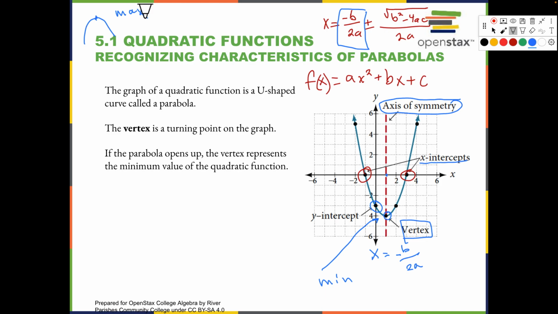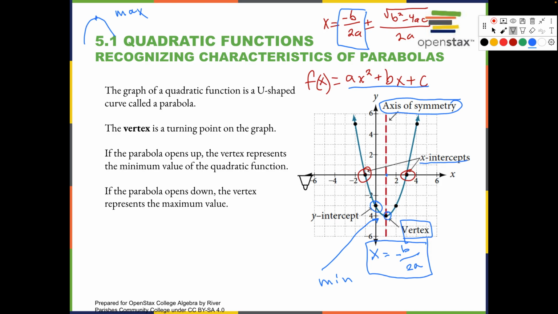So the vertex is a very important point. And again, once we have the formula, we can get the x-coordinate of the vertex by just looking at this part of the quadratic formula. And this is stating, yes, if it opens downward, then we've got a maximum value.